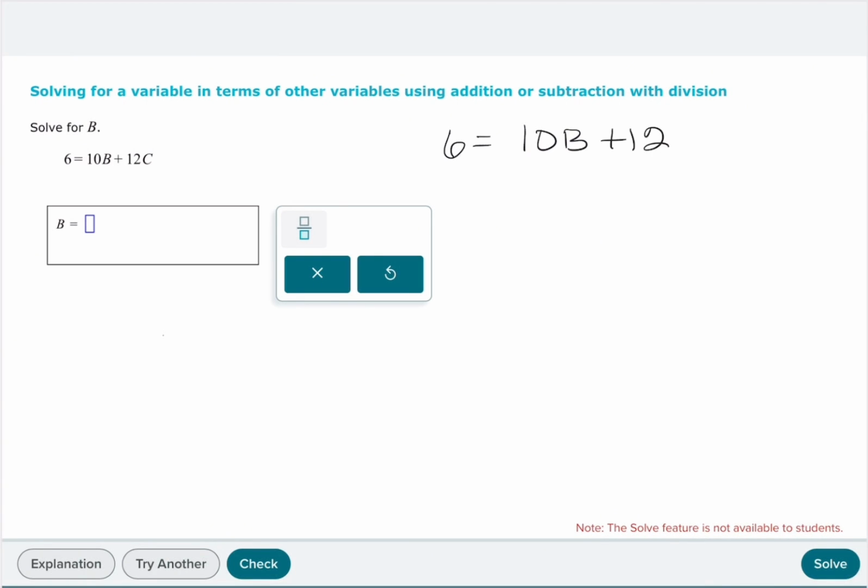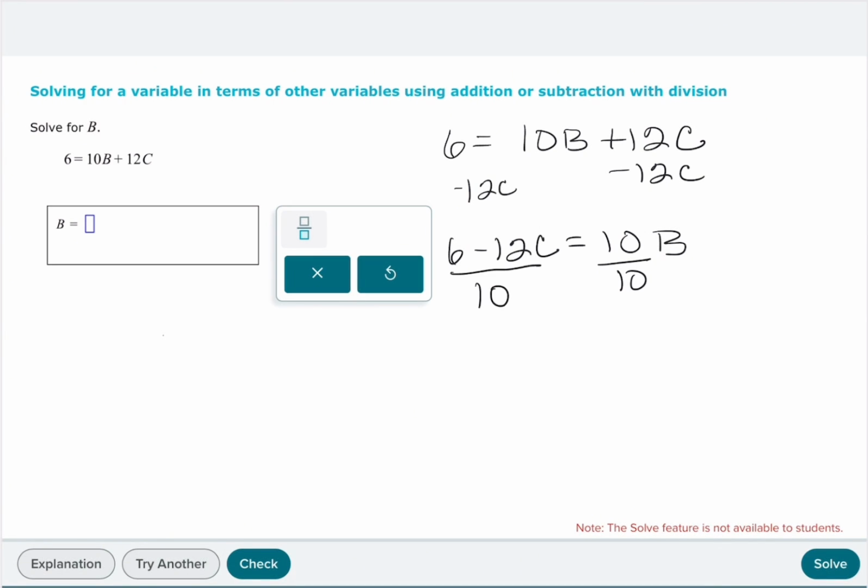I am going to first undo the addition next to 10B. So I'm going to subtract 12C from both sides. I don't have much room here, but we'll do 6 minus 12C, and that's equal to 10B. And then the only thing I can do, because this is 10 times B, is divide both sides by 10.